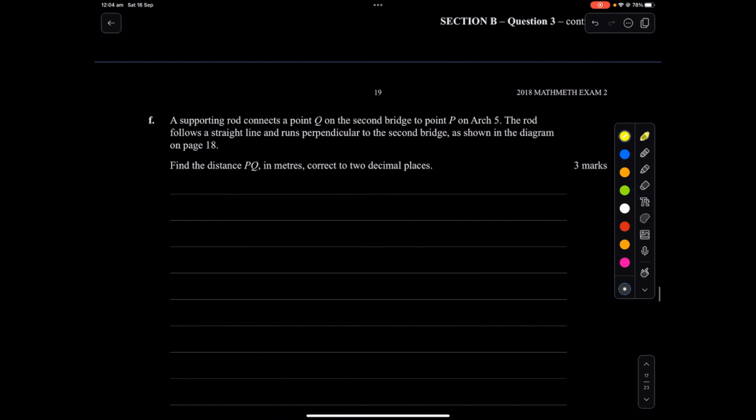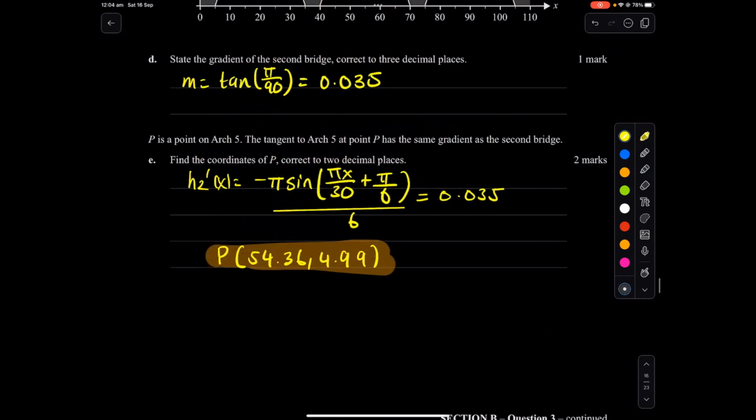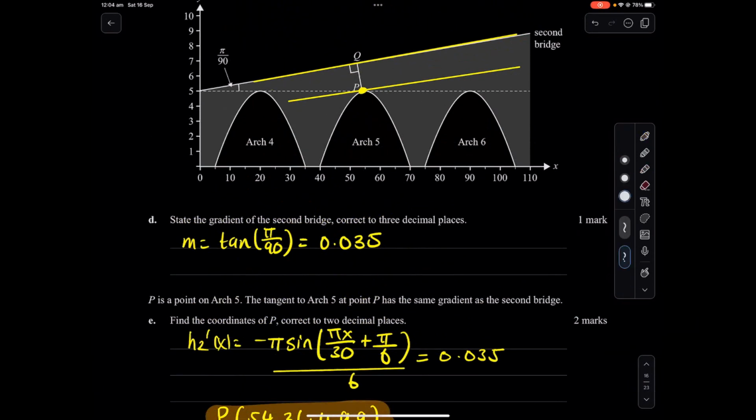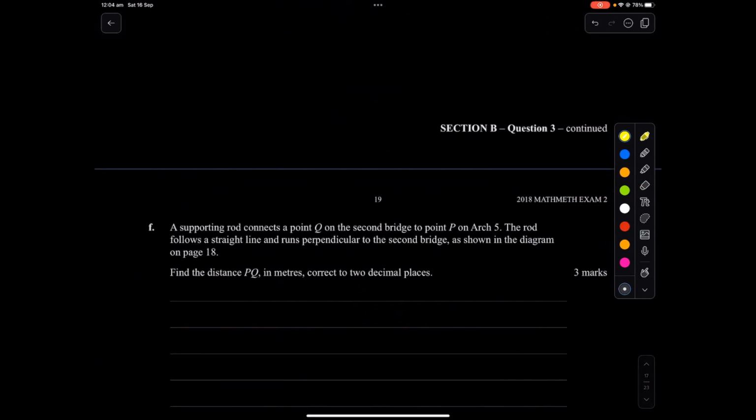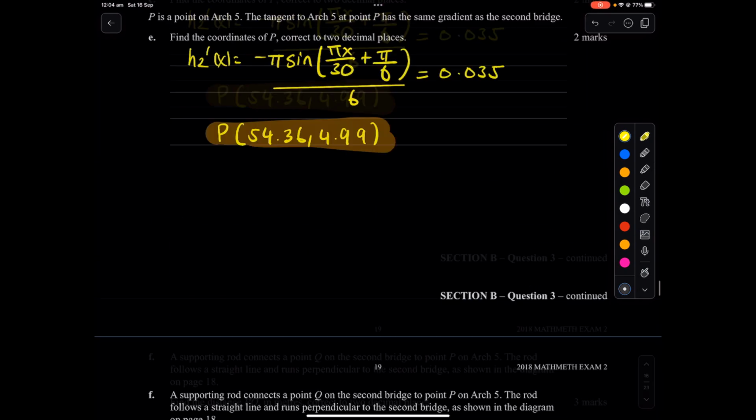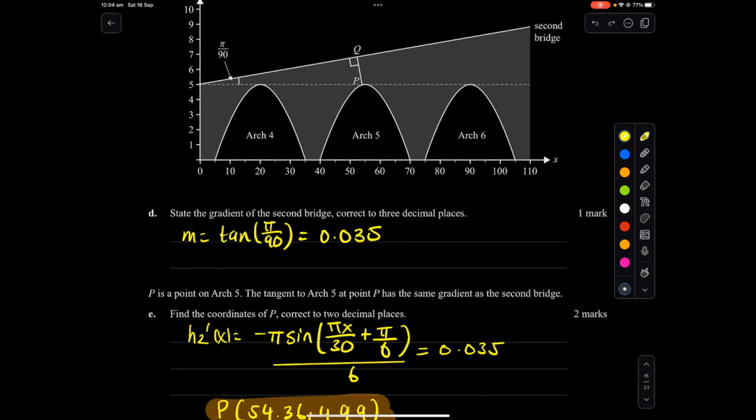A supporting rod connects at point Q. Okay, let me just drop this. So this is a supporting rod over here. A supporting rod connects at point Q on the second bridge to point P. The rod follows a straight line and runs perpendicular to the second bridge as shown in the diagram. Find the distance PQ in meters. Okay, perfect. So these over here, they connect, and we're trying to find the distance between them.